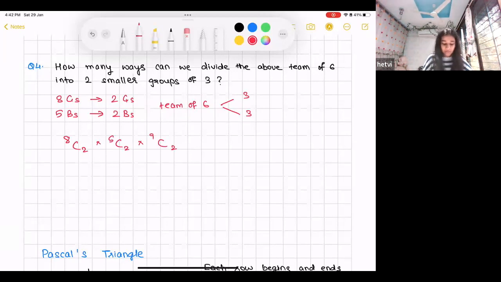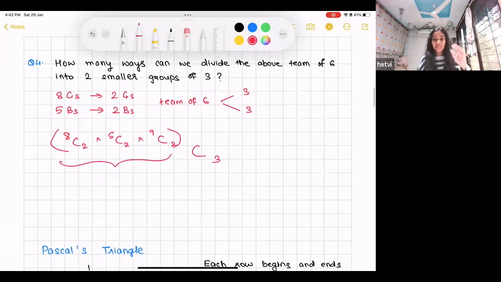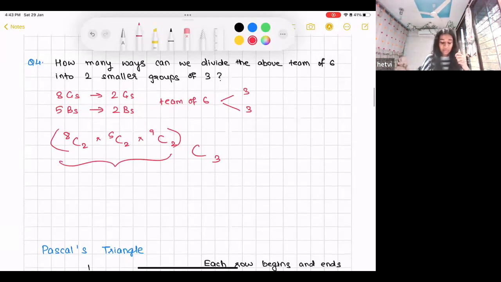Now, what Anushka said was we will do this whole thing C3, because this gives us all of the possibilities of selecting 6 people, and now out of those 6 people we want to select 3. But the thing is, this gives us the number of possibilities. What we want to do is select 3 people out of 6, so we want 6C3. But this gives us possibilities, so this will be a very large number, and if you do C3, you'll get an even larger number.